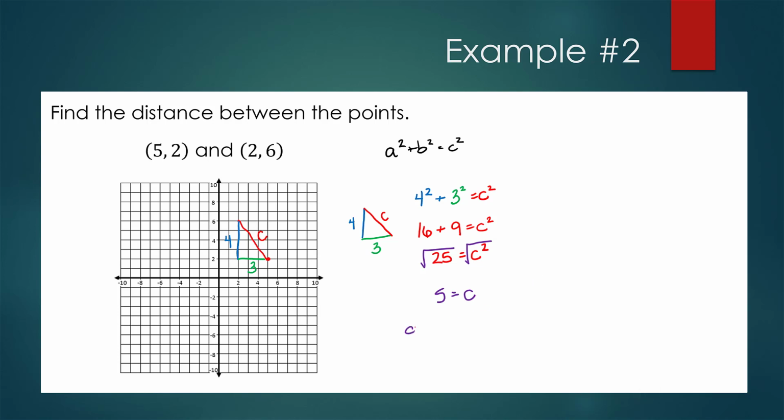So our distance is 5 units. Or the length of the segment C would be 5 units long.